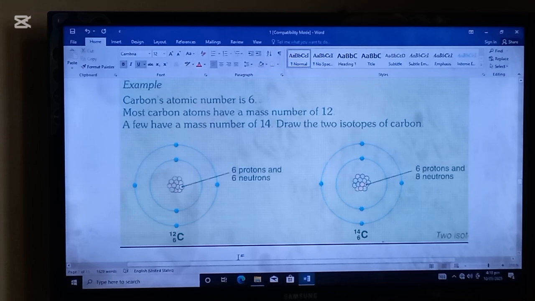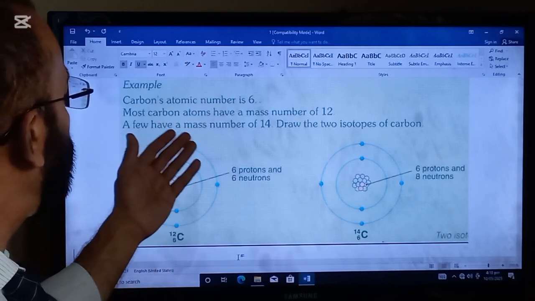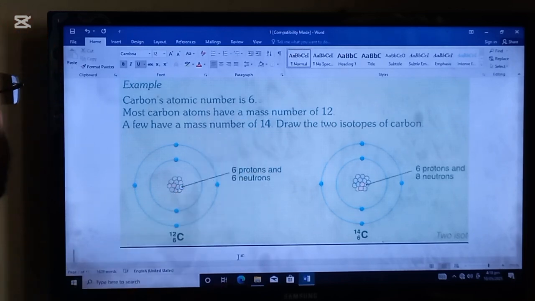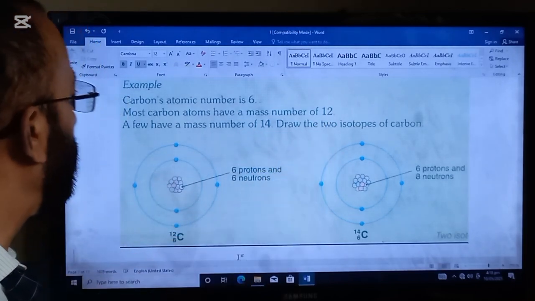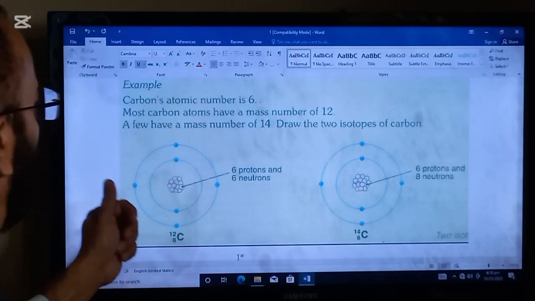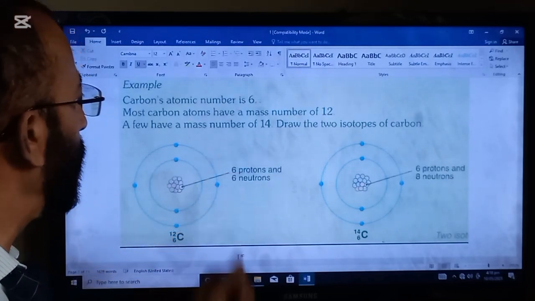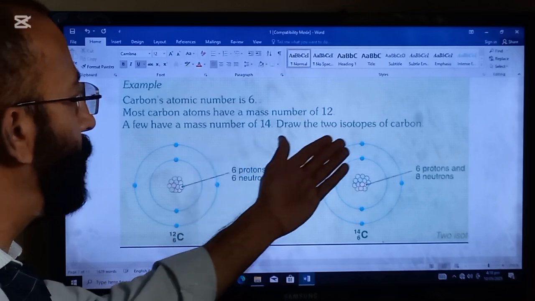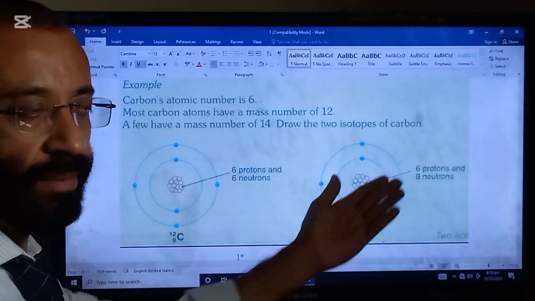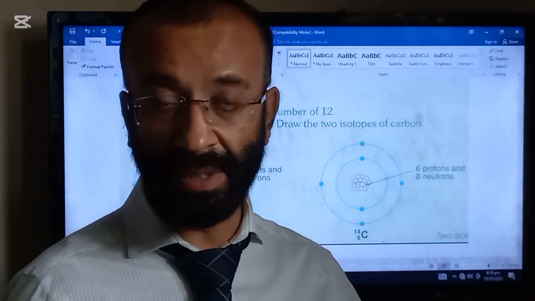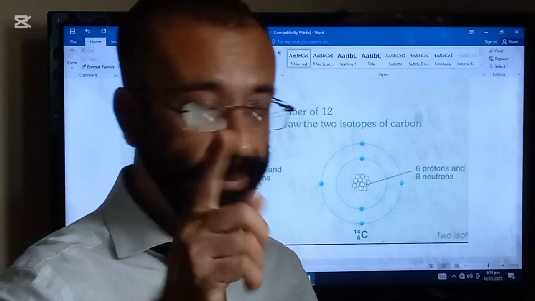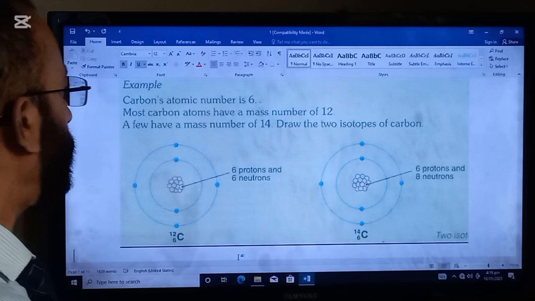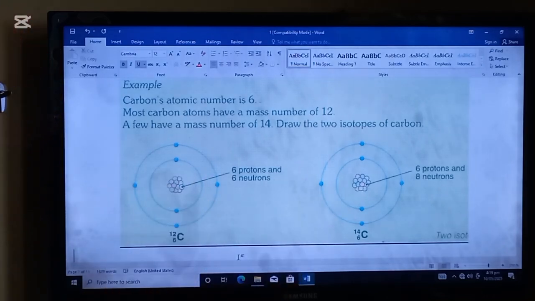Okay. Here is another question. Carbon's atomic number is 6. Most carbon atoms have a mass number of 12. A few have a mass number of 14. Draw the two isotopes of carbon. So we are given some things and are required to draw the structure of the isotopes.